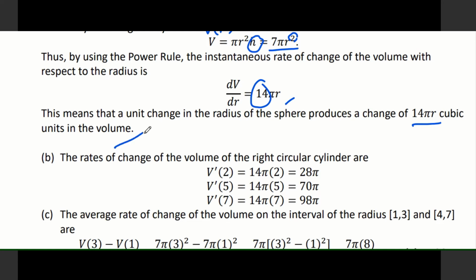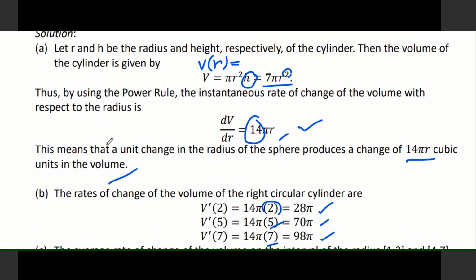Now the rates of change will be solved at the particular radius using the derivative. So we have V prime of 2, substituting radius 2, so we have 28 pi cubic units. For 5, substituting that will give us 70 pi cubic units, and for 7, 7 times 14 will give us 98 pi cubic units.